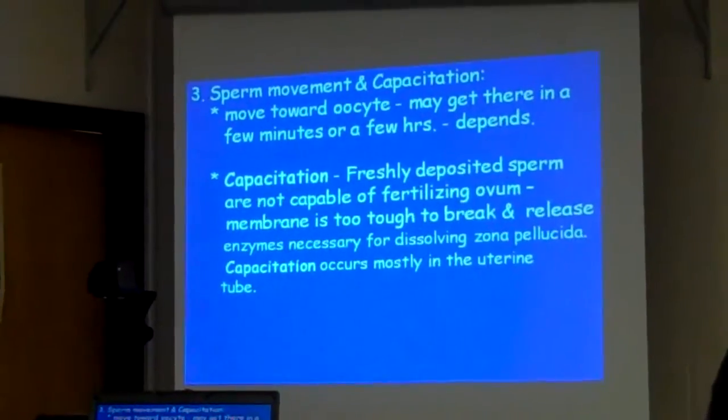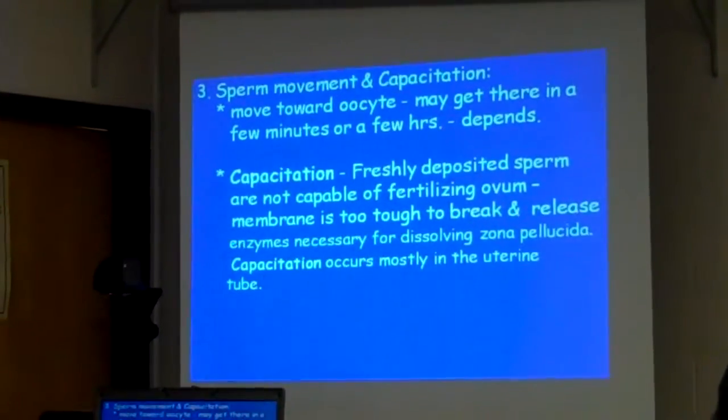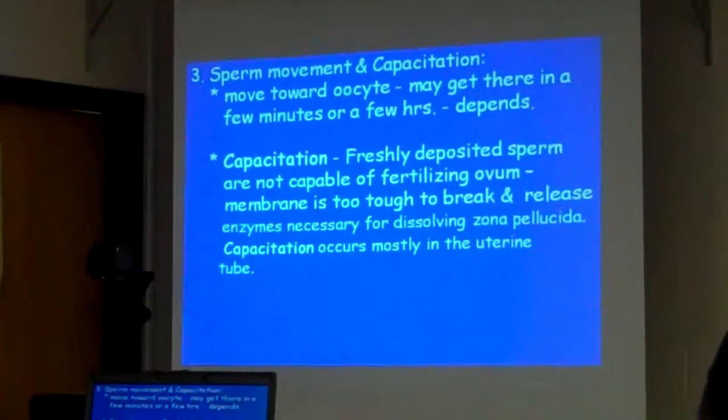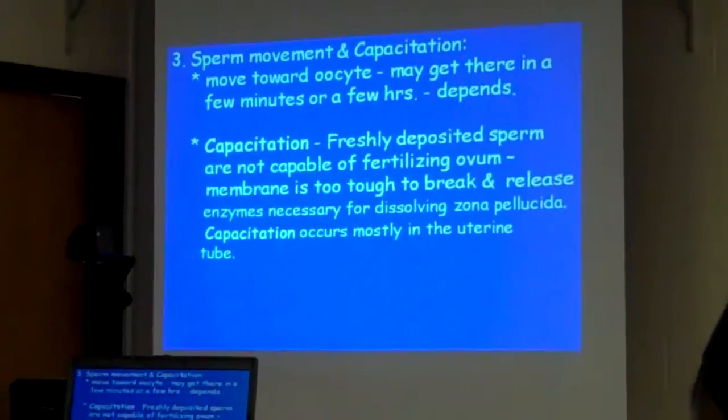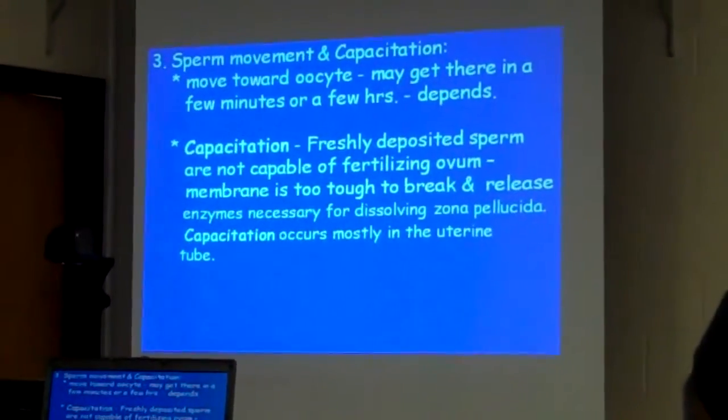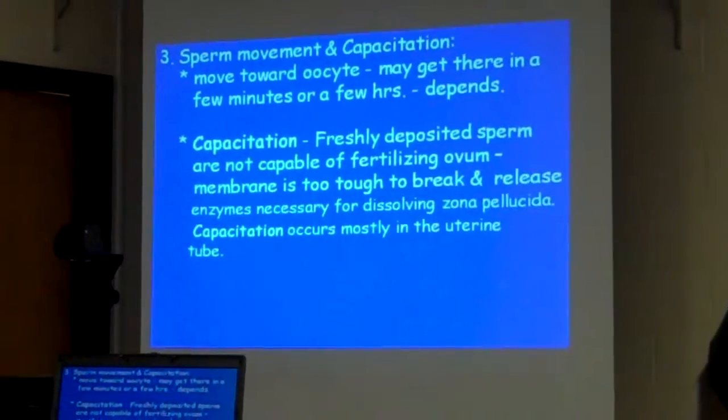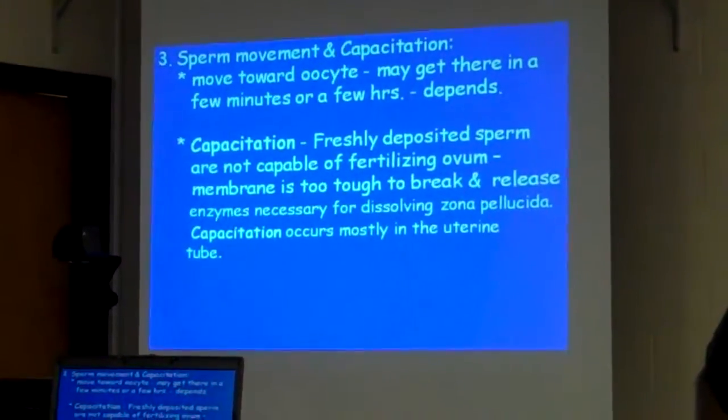So what happens, capacitation occurs mostly in the uterine tube. In other words, what is the uterine tube, Jamie? You know that as the what? You know that as the fallopian tube. So capacitation means getting ready to fertilize.